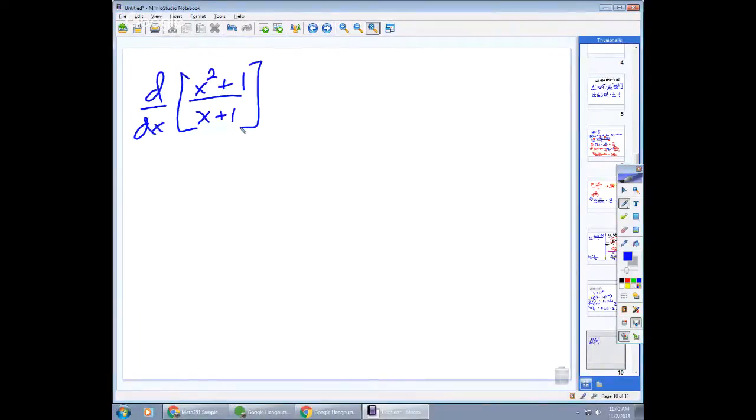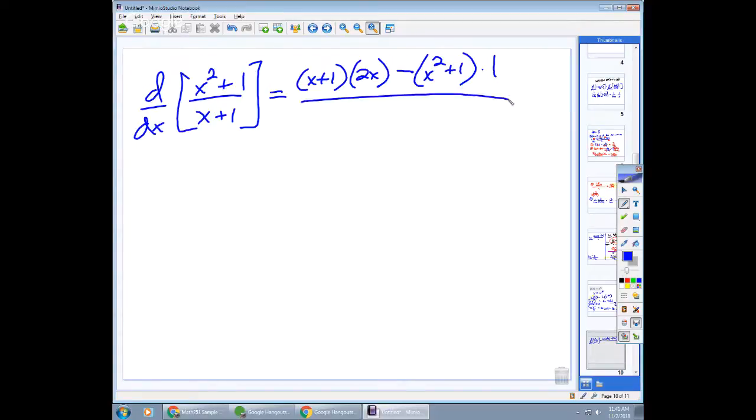So derivative of the quotient rule is low d high. So low is x plus 1. What's d high? 2x. Minus high, x squared plus 1 times d low. So it's low, d low, 1. All over low squared.